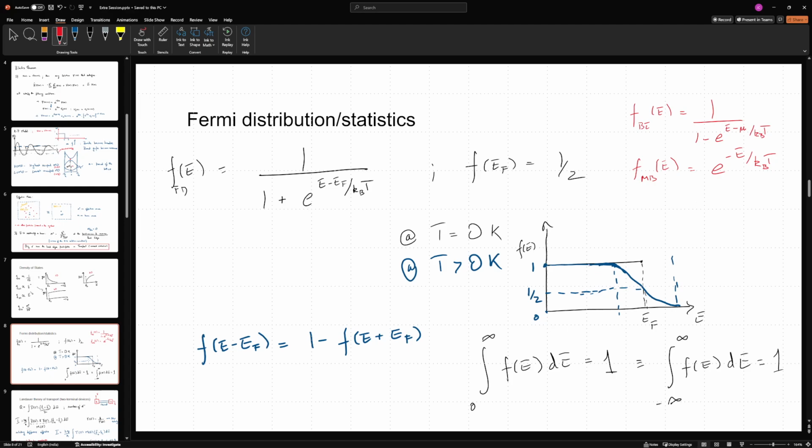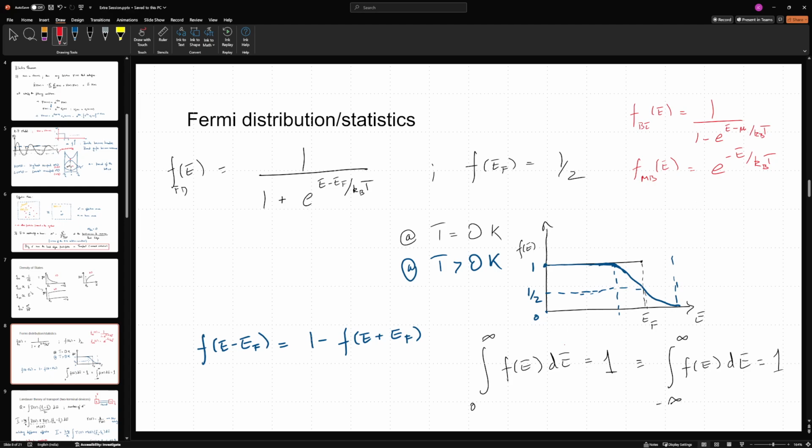At T greater than 0, we have this kind of a distribution, and we know that this has the following symmetry: f of E minus EF is equal to 1 minus f of E plus EF. Again, this is valid at all temperatures. It is quite easy to see here also. Essentially, I have this step function about the EF value, and as the temperature increases, the step function softens and essentially becomes flatter and flatter and flatter.